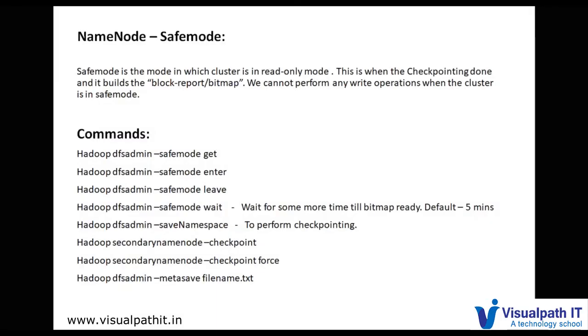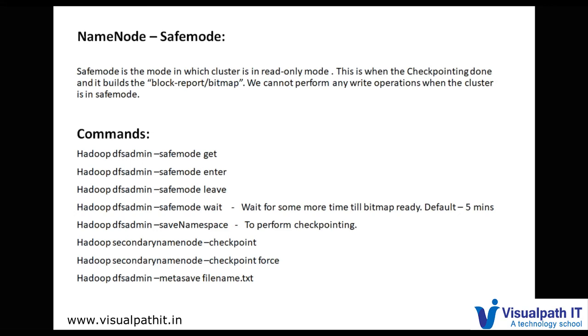Name node safe mode is a mode in which the cluster is in read-only mode. This is when checkpointing is done and it builds the block report bitmap. We cannot perform any operations when the cluster is in safe mode. For example, after stopping, if you are going to start, and you have a huge number of blocks in the cluster, the name node will not start immediately. It will wait until a sufficient number of blocks are reported from the data nodes. Until that time the name node will stay in safe mode.